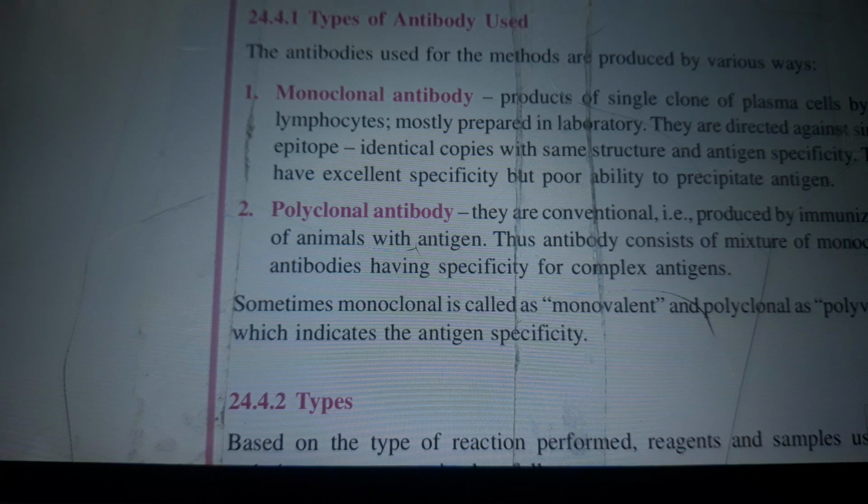Types of antibody used. The antibodies used for the methods are produced in various ways. Monoclonal antibodies, products of a single clone of plasma cells of B lymphocytes, mostly prepared in the laboratory. They are directed against a single epitope, identical copies with the same structure and antigen specificity. They have excellent specificity but poor ability to precipitate antigen.